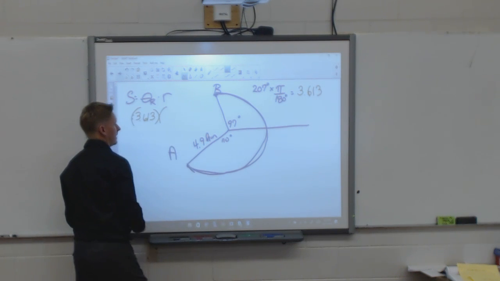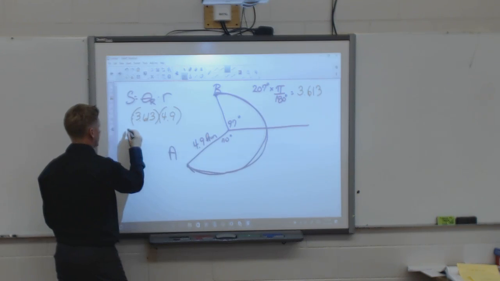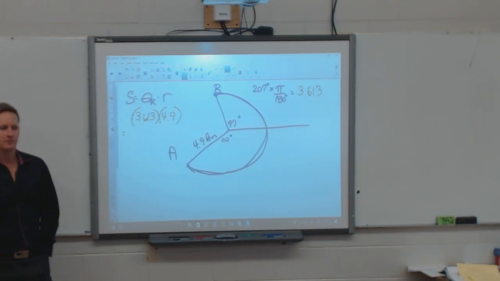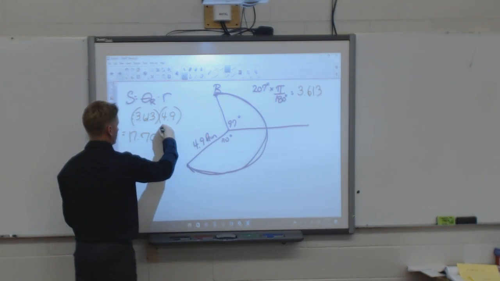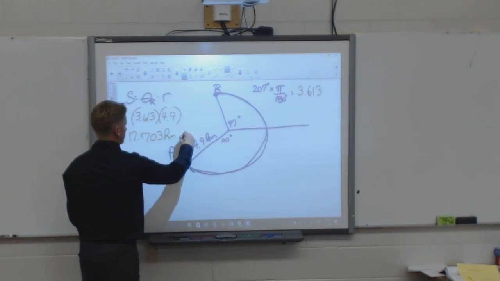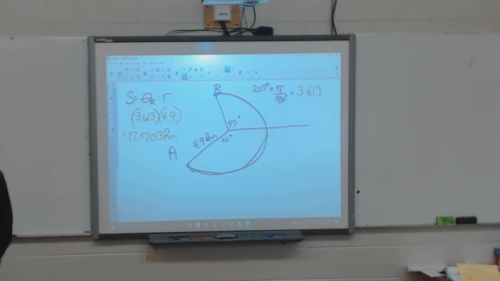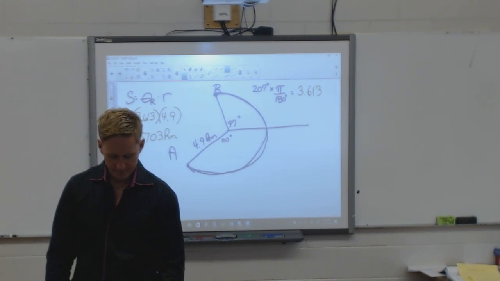There's my angle in radian measure, multiplied by 4.9. And what is that distance from A to B? 17.703. And we put our kilometers in there. There you go. That's all there is to it. Okay?